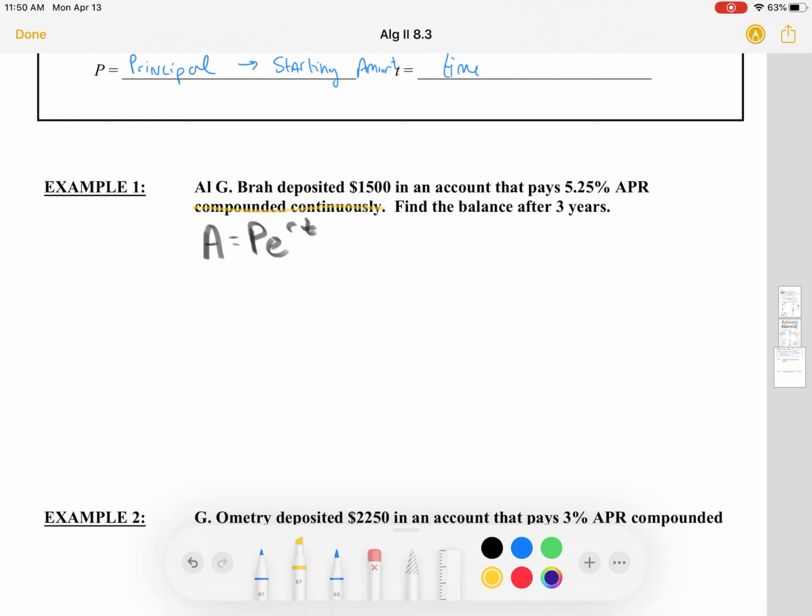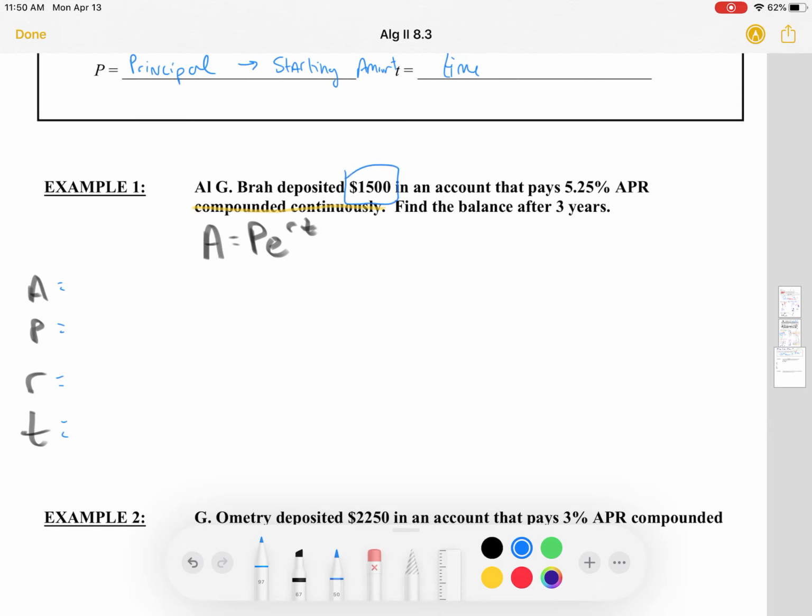We've got to find our balance after 3 years. So let's just list out what we know: A, P, R, and T. We don't list out E because that's a number. I'm on the highlighter, I've got to get off of that. Okay, let's go through and fill in each number.